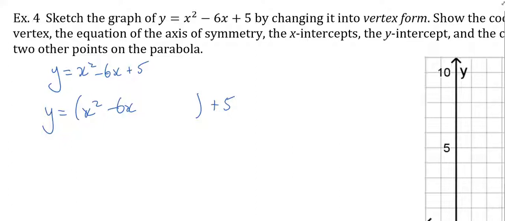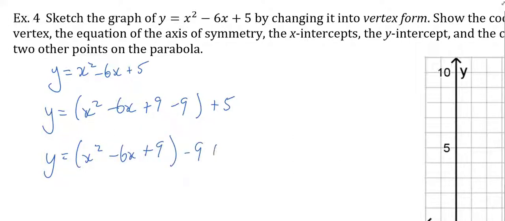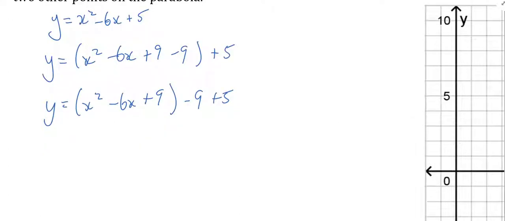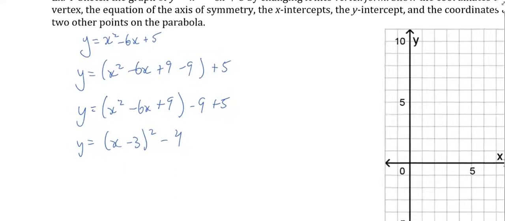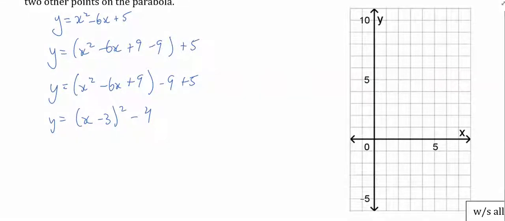What's my number that I add and subtract? 9. 9 plus 9 minus 9. So x squared minus 6x plus 9. Bring the minus 9 out. And the factored form of x squared minus 6x plus 9 is x minus 3 squared. And then negative 9 plus 5 is minus 4. Is that what people got? Y equals x minus 3 all squared minus 4.